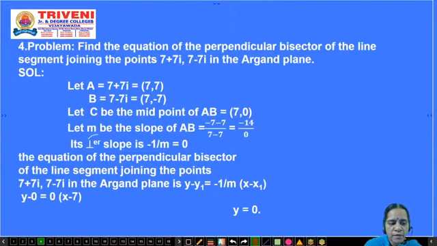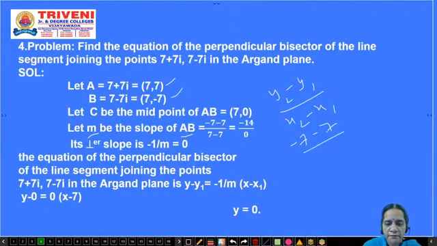Then let m be the slope of AB. What is the slope here? For these two points (x1, y1) and (x2, y2), the slope formula is y2 minus y1 by x2 minus x1. Here y2 minus y1 is minus 14, and x2 is 7 and x1 is 7, so the denominator 7 minus 7 is 0. Therefore the slope of AB is minus 14 by 0.